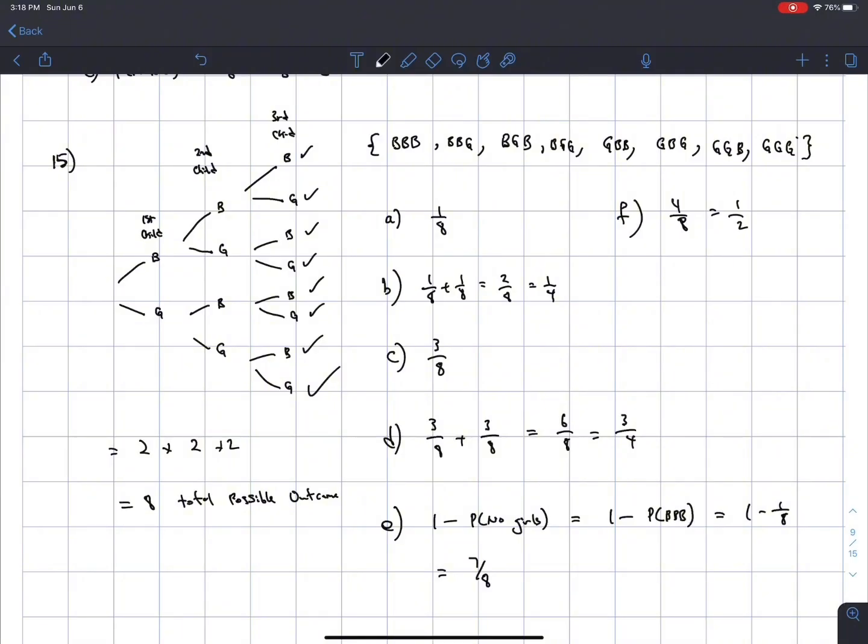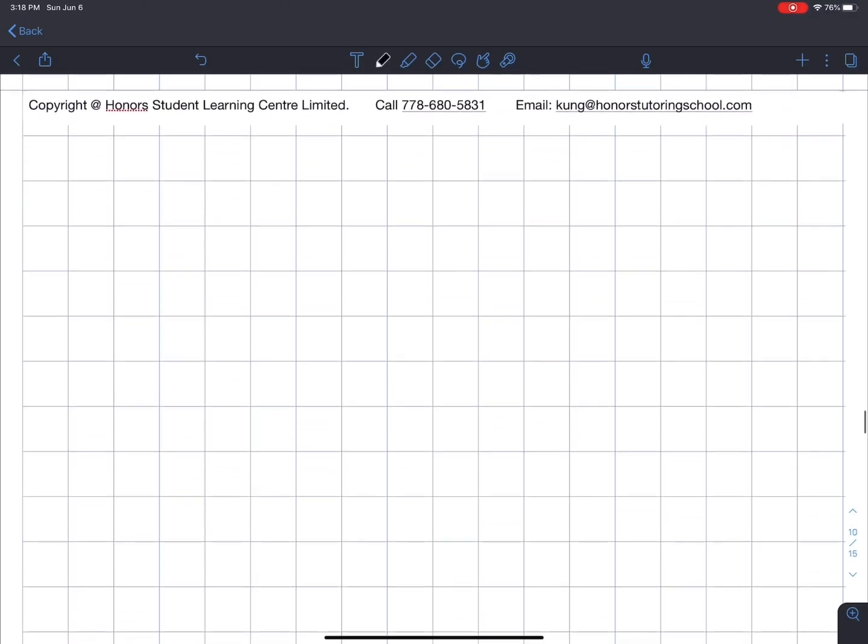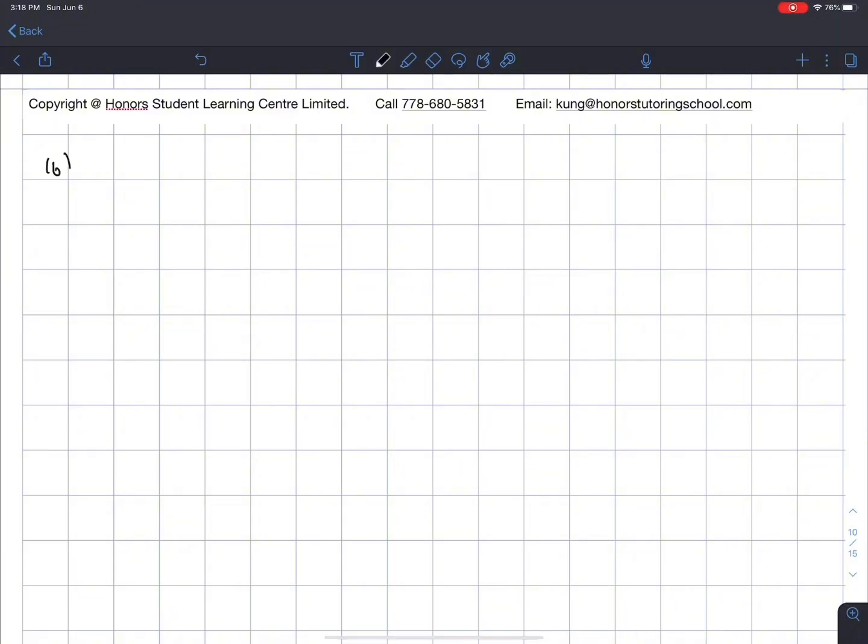Okay, moving on to question 16. A game is played with a pair of dice. $1 is spent on either rolling over or under 7, and if you win, you receive another $1. If you lose, you lose $1. If $1 is spent on rolling a 7 and you win, you receive $2. Okay.